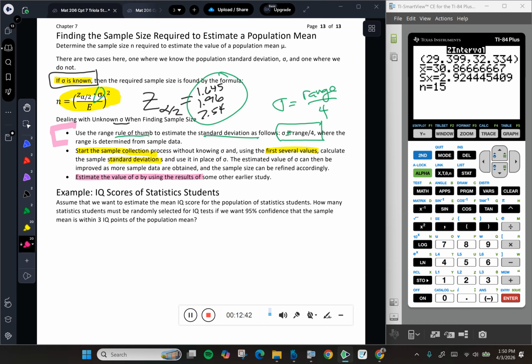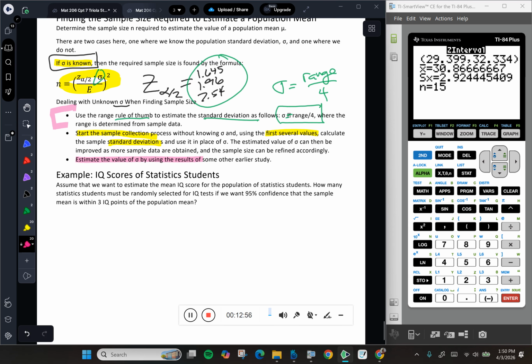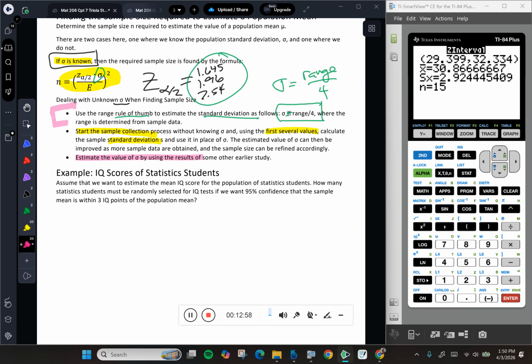Now, all three of these are crude approximations, so we're going to get pretty big sample sizes, but that's okay. We'd rather sample too many than too few. Sampling too many just makes our margin of error too small. Let's look at this in practice and see what it means.